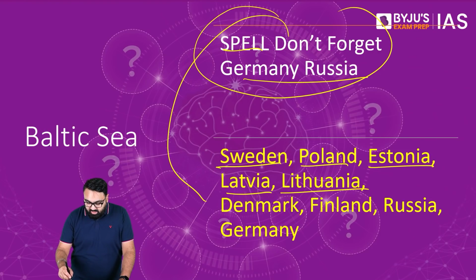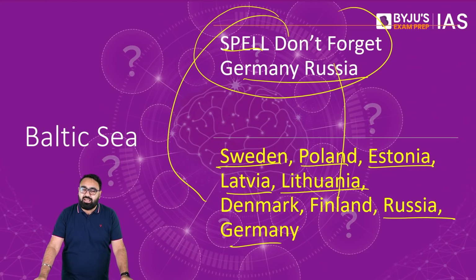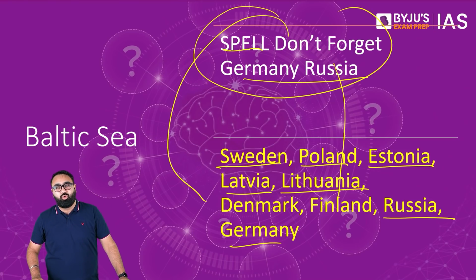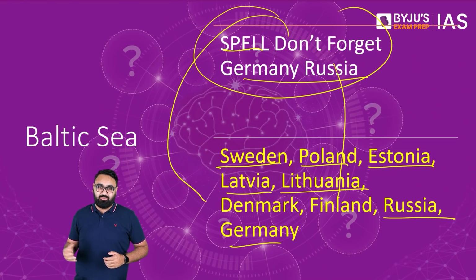D for Denmark, F for Finland, and then Germany and Russia. Now, I know there are two reactions that are coming from you. First reaction can be, oh, this is so easy now. It is making my life so much easier. The other reaction from you can be, oh, one more thing to remember. How can I accommodate one more thing in your mind when I already have so much to remember?